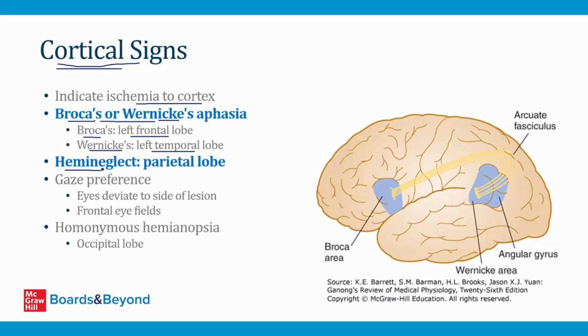Hemi-neglect is another cortical sign. This refers to damage to the parietal lobe. I talk about this in detail in the video on the cerebral cortex. Gaze preference is when the eyes deviate to the side of an ischemic lesion. This happens when there's damage to the frontal eye fields. This is another cortical sign. And then finally, homonymous hemianopsia, which is a specific type of vision loss. We'll talk more about this later. That indicates damage to the occipital lobe.